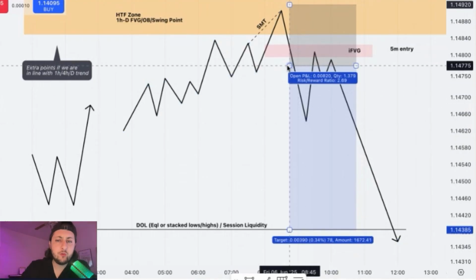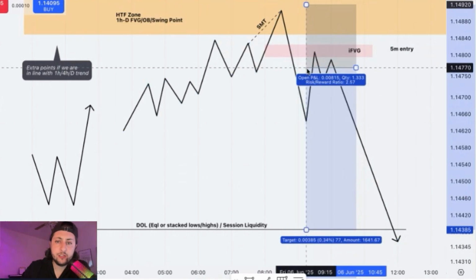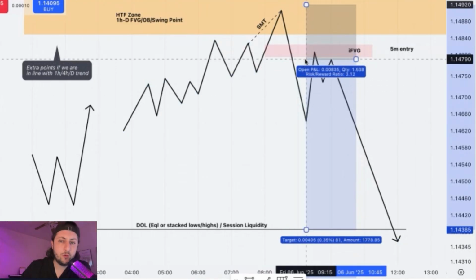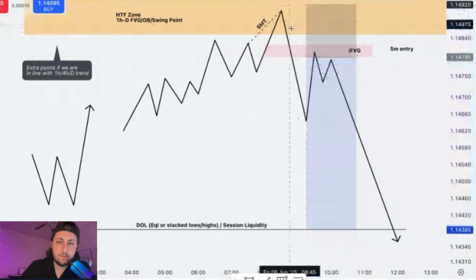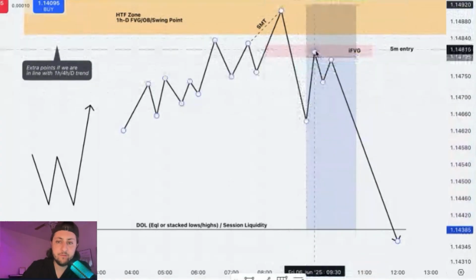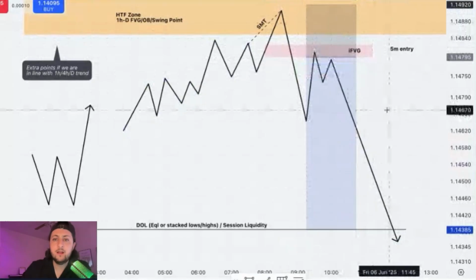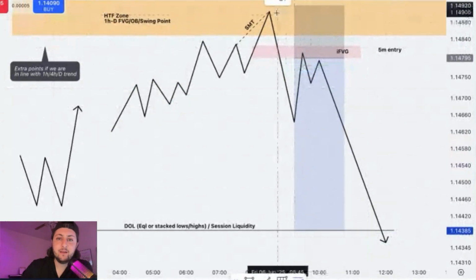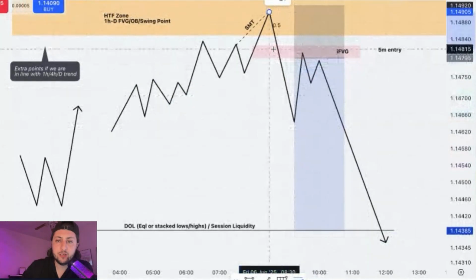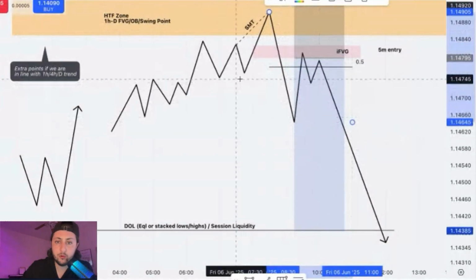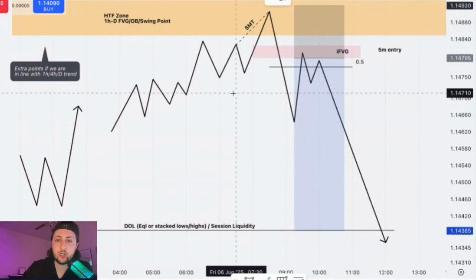But another way I like to do it is actually wait for a retrace. So I could put a limit order inside that inversion and look for a break and retest of the inversion fair value gap to then go lower. Or you could pull a fib from the swing high to the swing low that broke structure, because this is also your market structure shift, right, guys?